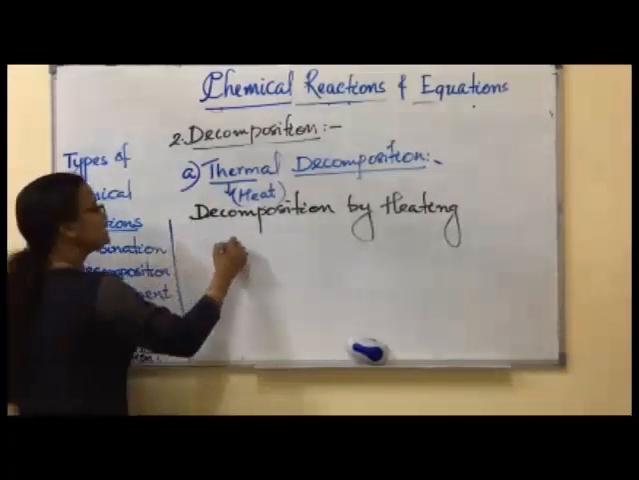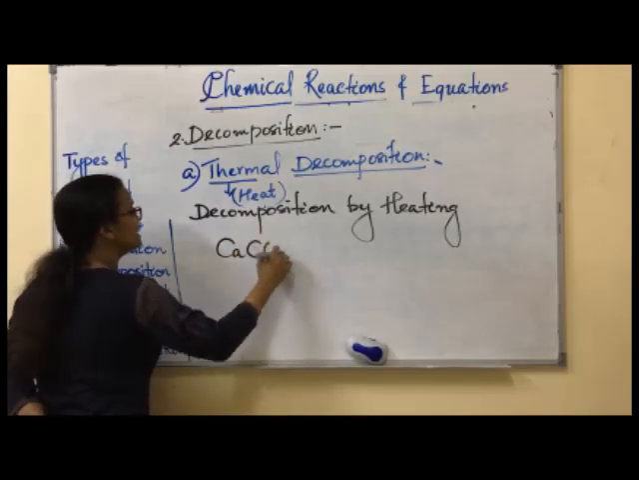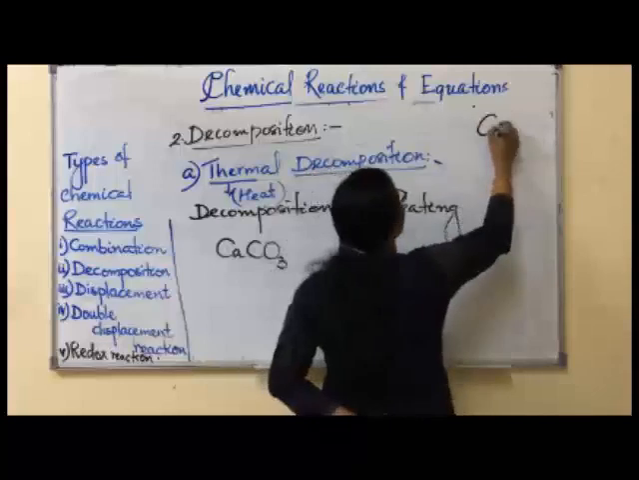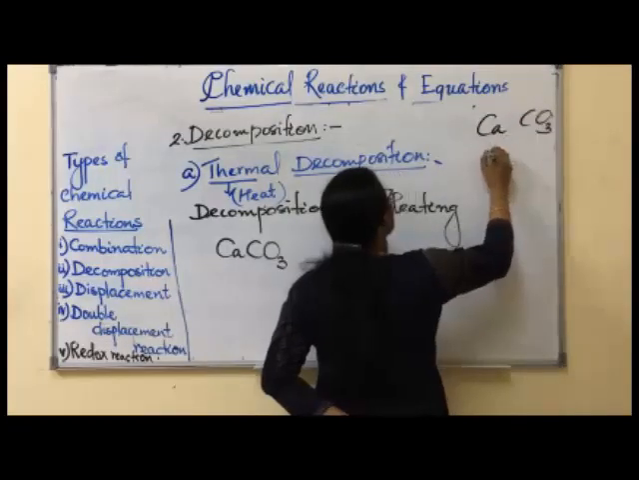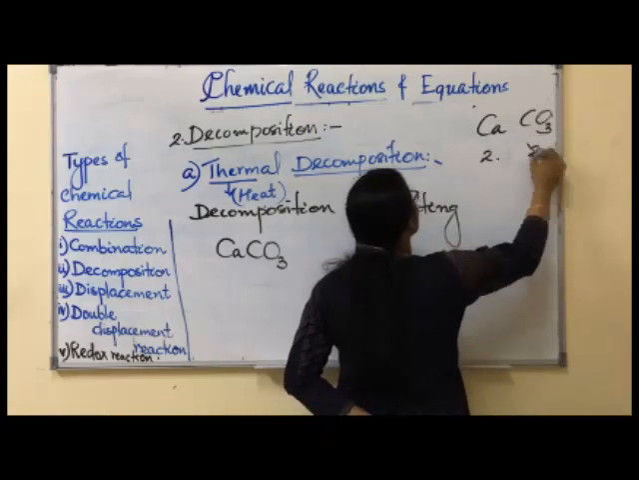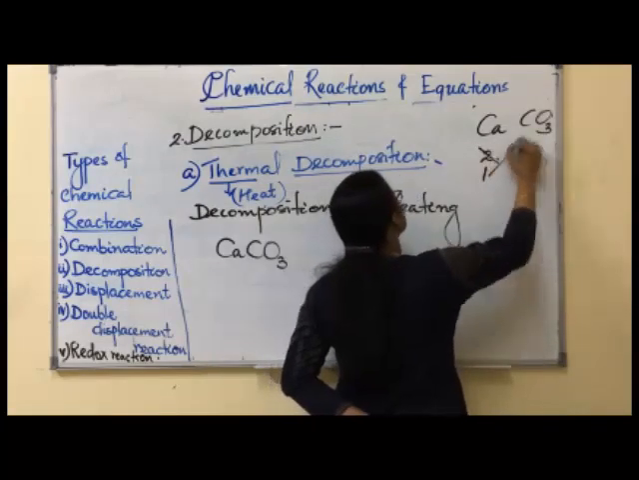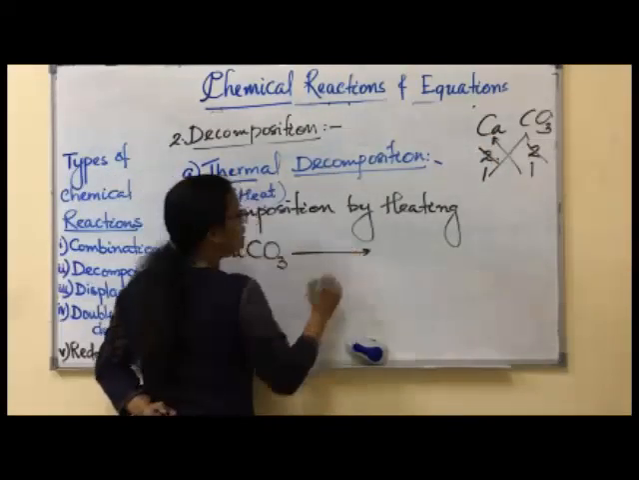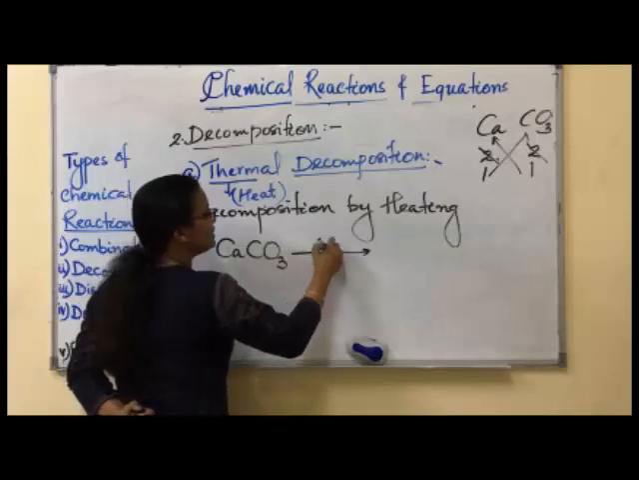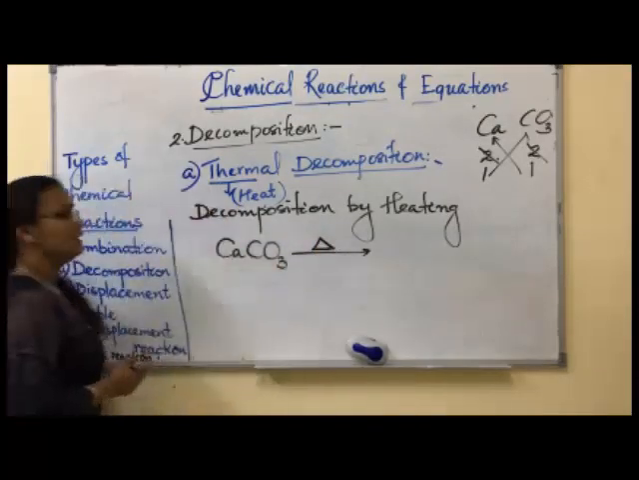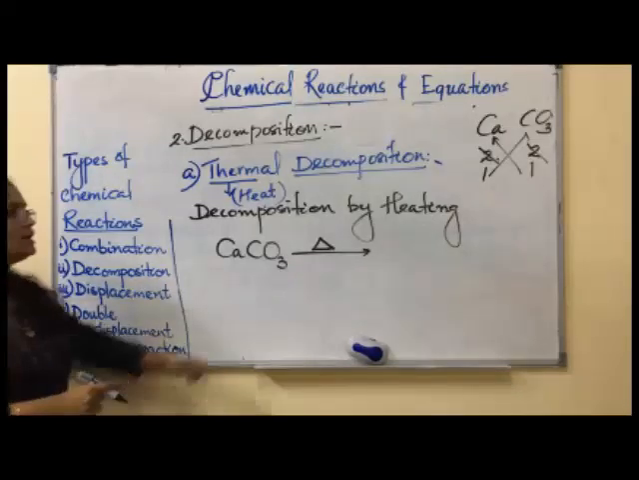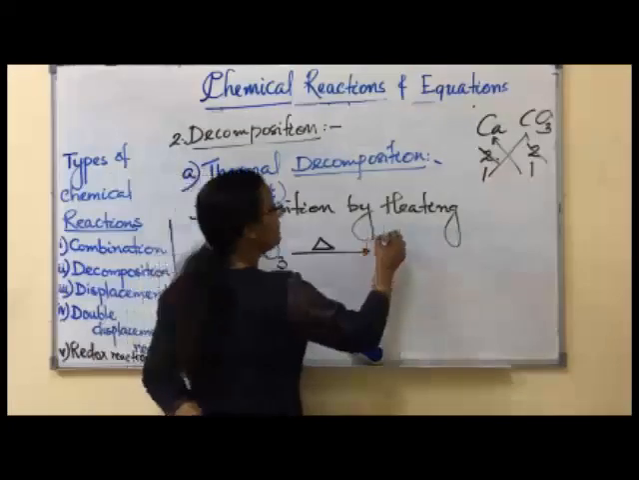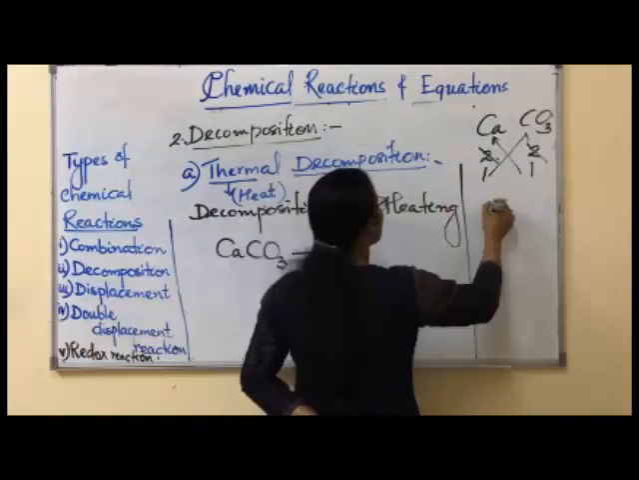So, let us consider an example, CaCO3, calcium carbonate. How did I get the formula of calcium carbonate? Calcium is in group 2, valency 2, carbonate valency 2, crossover, simplest ratio, calcium carbonate. And calcium carbonate on heating. Heating can be represented with a triangle above the arrow mark. If a triangle is there above the arrow mark, it means heat is provided. And you will get calcium oxide and carbon dioxide.